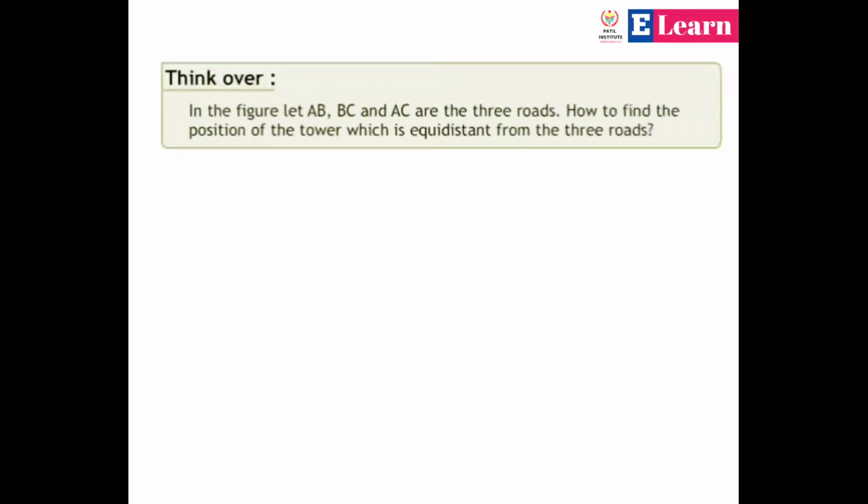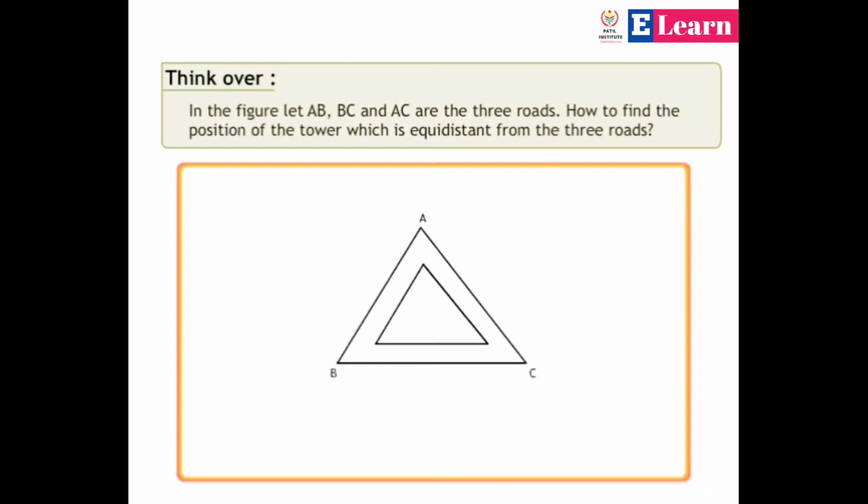Let's think it over. In the figure, let AB, BC, and AC be the three roads. Now let's see how to find the position of the tower which is equidistant from the three roads. Answer. Here, in the figure, it is given that AB, BC, and AC are the three roads. When all the three roads AB, BC, and AC are joined, we get triangle ABC.